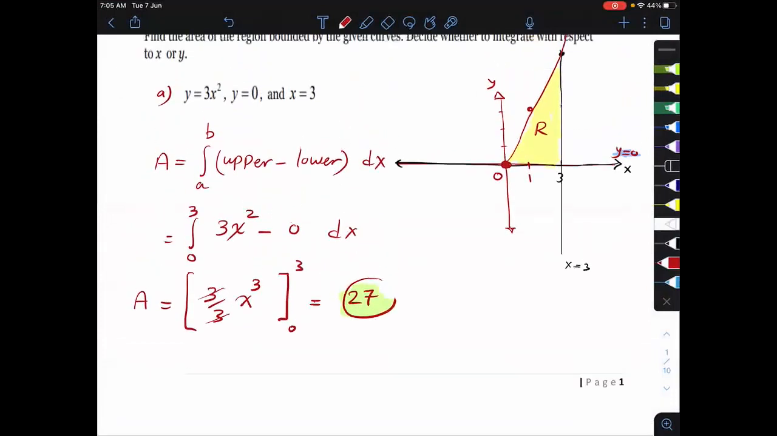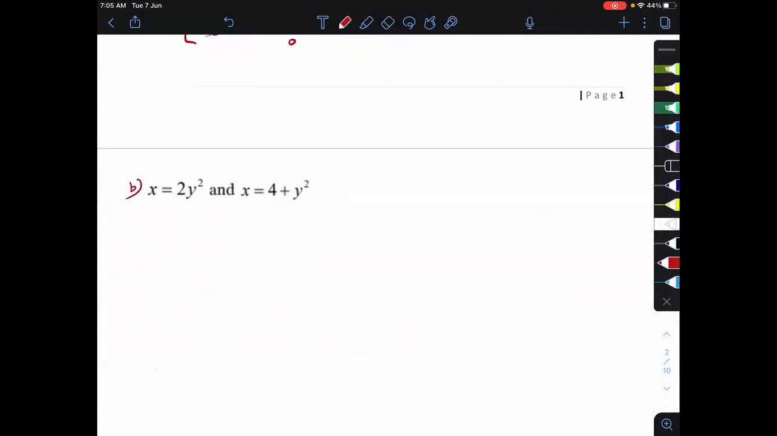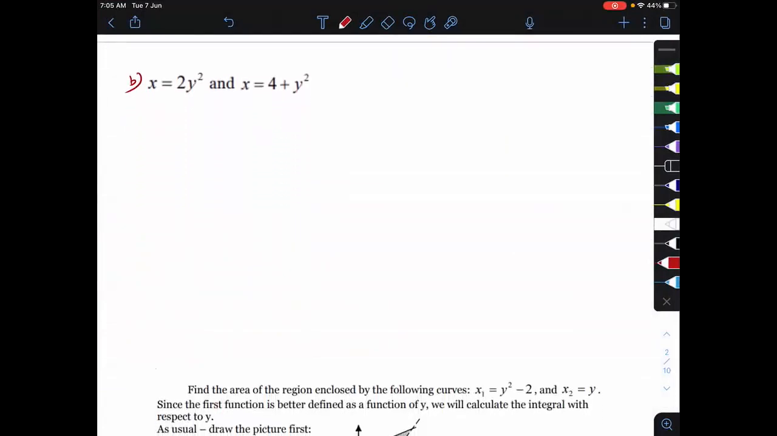Okay, also here find the area of the region bounded by the given curves. Decide whether to integrate with respect to x or with respect to y. Okay, so here let's try how to integrate and find the area without graphing. Because it's given as x equals 2y squared and x equals 4 plus y squared, we know now that the area is equal to, from c to d in the y-axis, the right function minus the left function. The right function minus the left one.